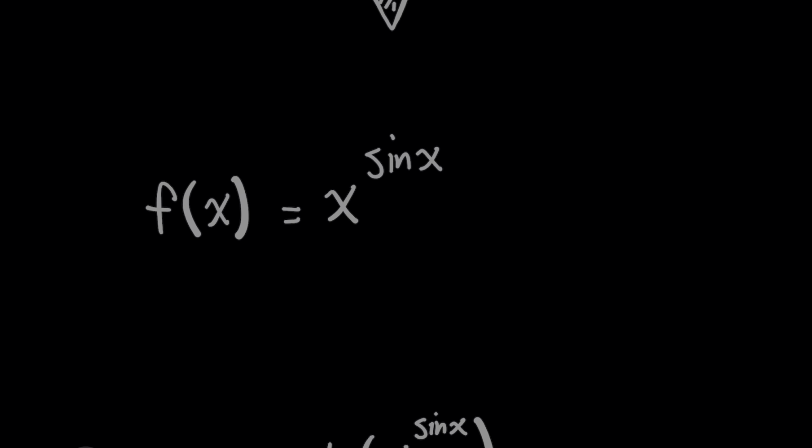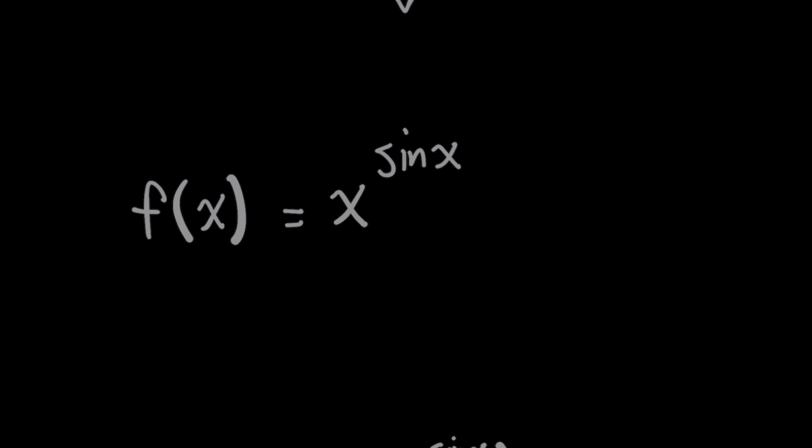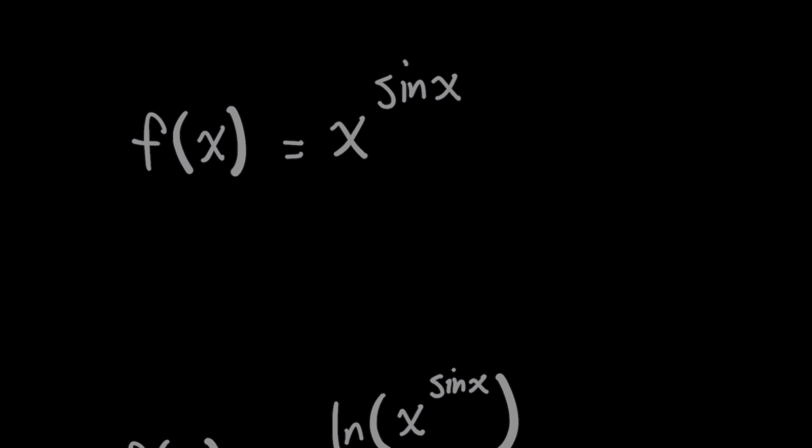See, if you think you can use the chain rule here and your answer is x to the sine of x times cosine of x, I hate to break it to you, but that doesn't get you the right answer because the chain rule requires that the base you started with was a constant such as e. But we've got the variable x here, and so we have to use a different approach.